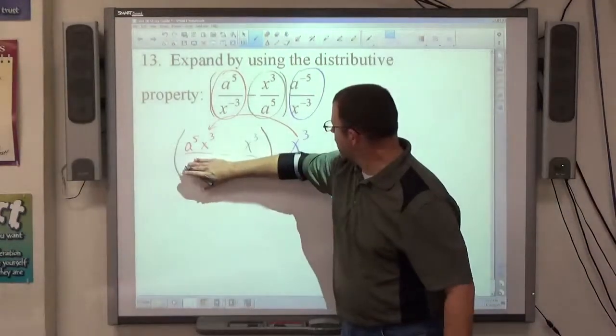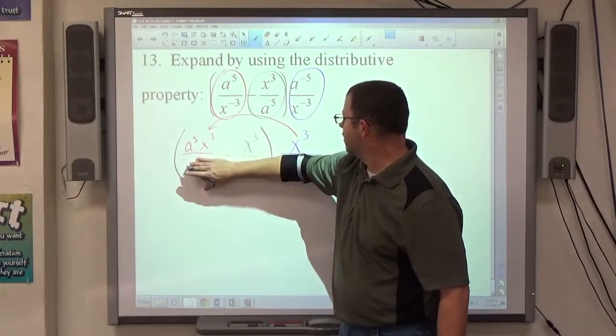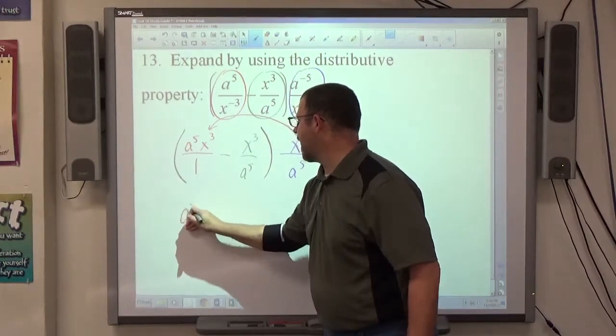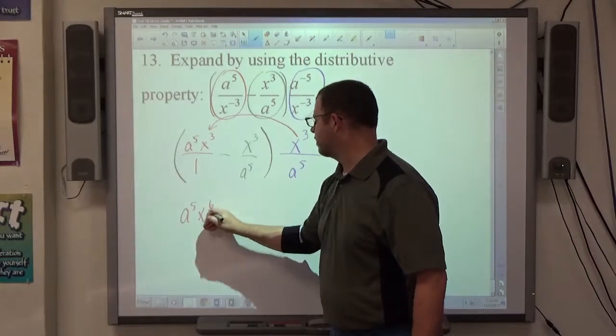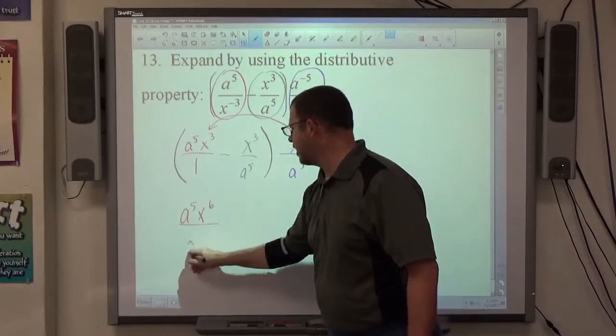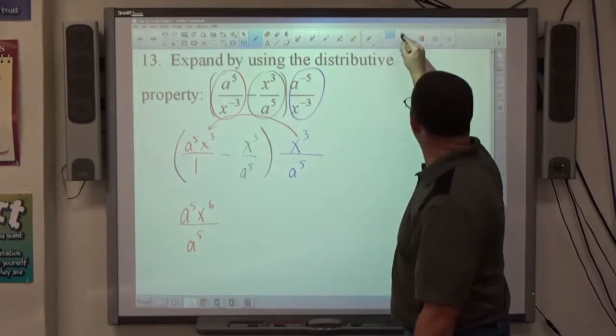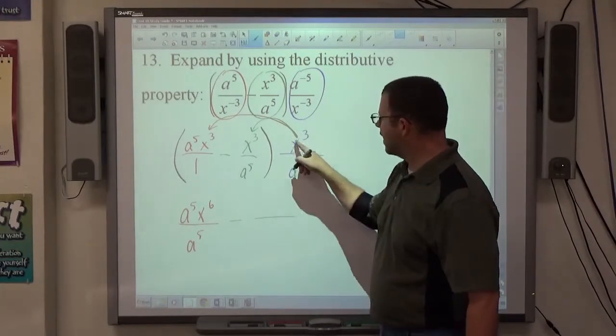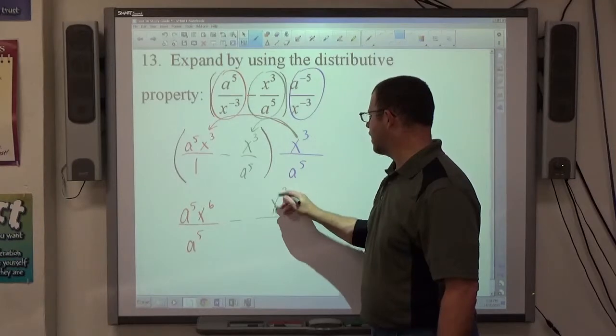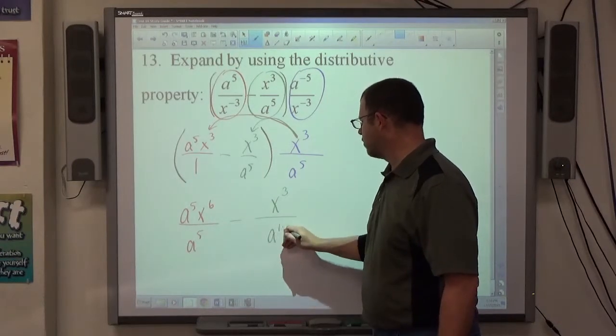So for top times top, I'm multiplying x's and a's. There's only one a, so nothing happens to it. There's two x's. We add 3 and 3 to get 6. On the bottom, 1 times a to the 5th is a to the 5th. Move on to the next one, this multiplication, minus. I've got x times x on top, I add the powers. I've got a times a on the bottom, I add the powers.